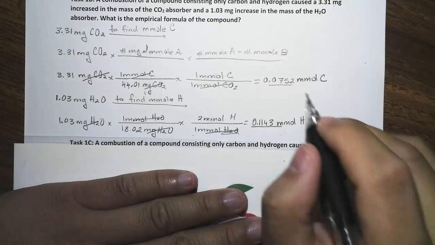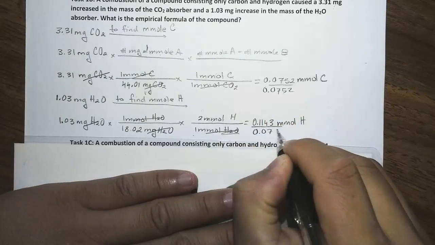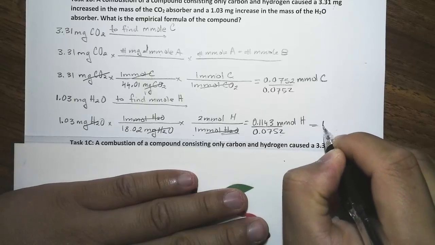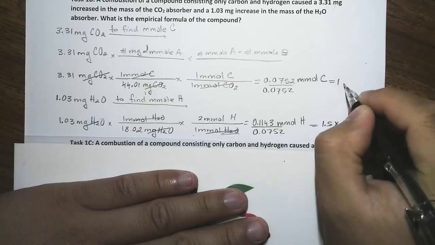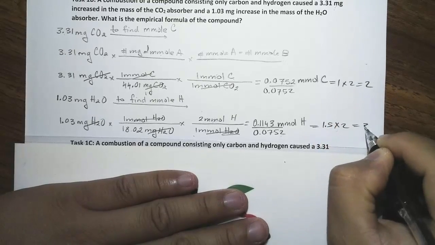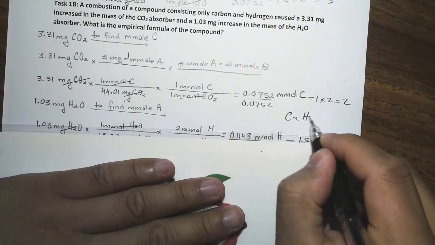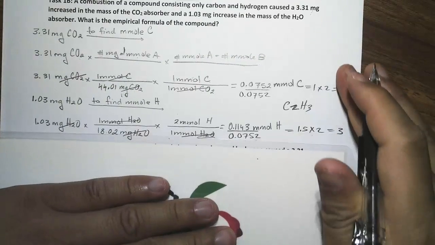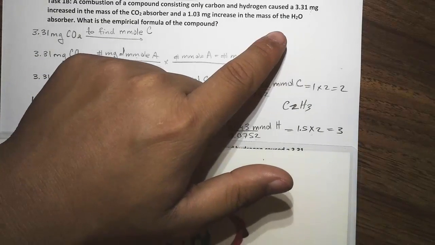And again, divide by the lowest number of moles, 0.0752. Of course, this gives us 1.5 again, and this gives us 1. So to get rid of that 0.5, we multiply by 2. That gives us 2, and that gives us 3. And we have the same answer as above, which is C2H3. Isn't that easy? We don't have to convert milligram to mole and convert back. So that's how you can manipulate units that are not in terms of the base unit.